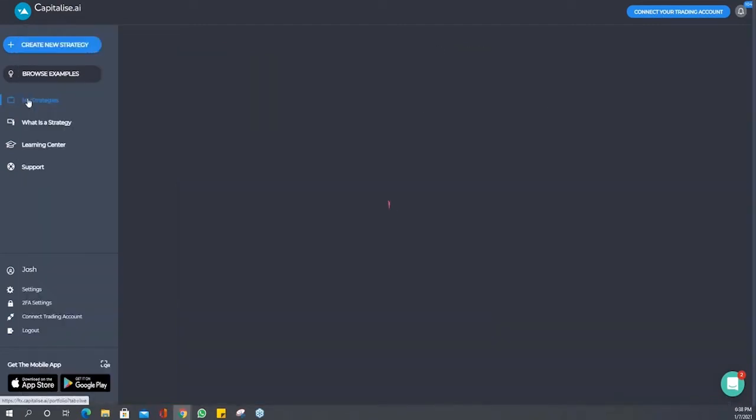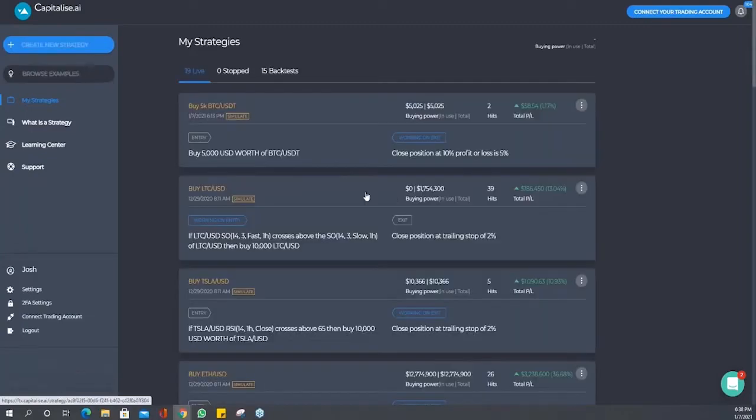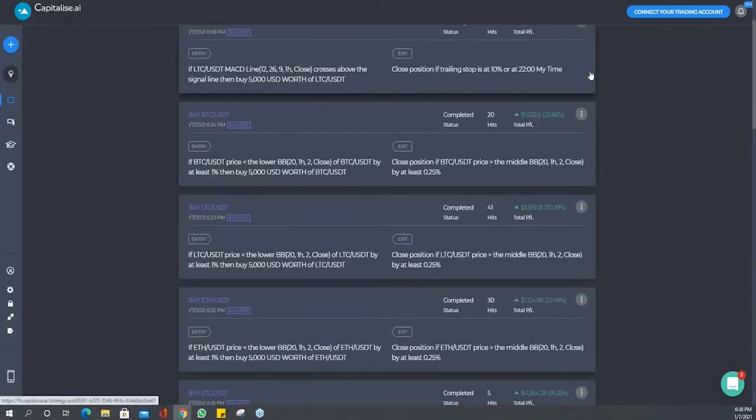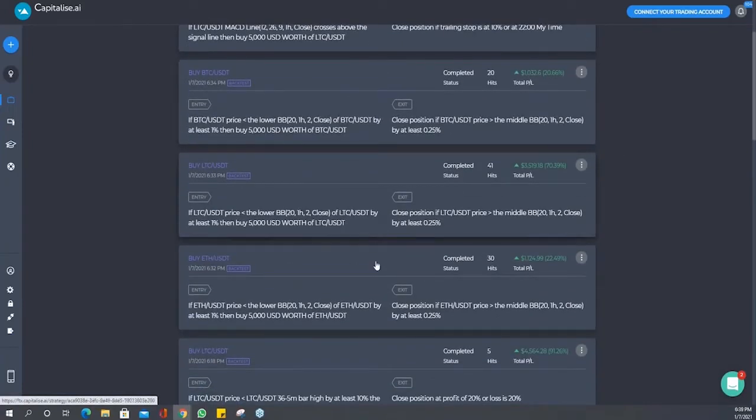Let's go check out our other strategies that we had tested, and we'll go to backtest. And here we are. So we'll come back to that strategy in a moment, John. You can see the Bollinger Bands here. Wow, this is actually amazing. Okay, so LTC USDT, just a simple Bollinger Band strategy: crossing below the lower, enter, and when it crosses above the middle, exit. In the last 3 months, 41 hits, 70.39%. And BTC USDT, 20 hits at 20.66%. So you could keep testing these on whatever assets you traders like to trade with.